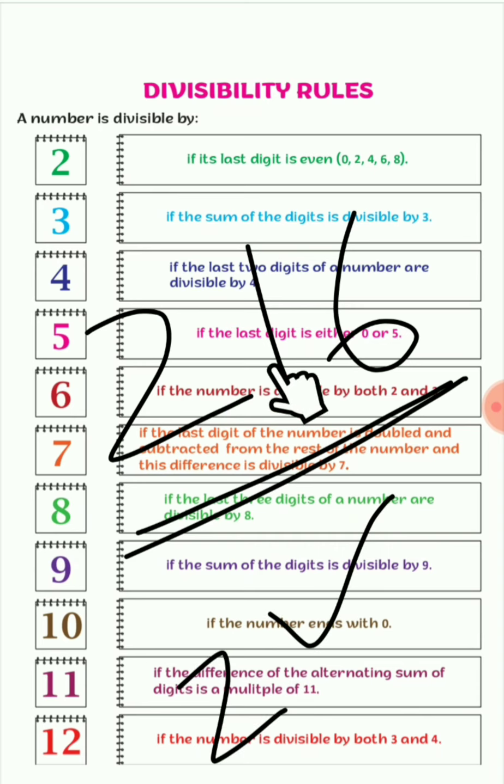Next, to check divisibility by 3, we just add all the digits. 2 plus 1 is 3, 3 plus 6 is 9. Is 9 divisible by 3? Yes. So 216 is divisible by both 2 and 3. This implies that 216 will be divisible by 6.